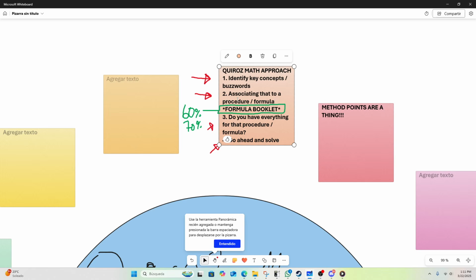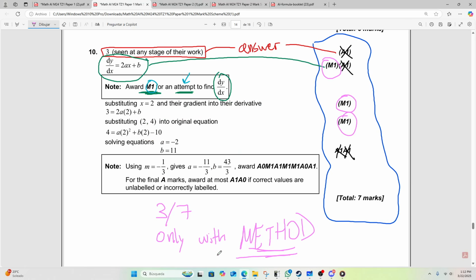Let me reset. Having the key concepts and buzzwords and associating that to the procedures will get you method points. Method points are a thing. Very, very important. Associating these key concepts to establish which procedure to use, and always knowing which procedure to use with which exercise, will net you all the method points. And look at that, 3 out of 7 only with method points.